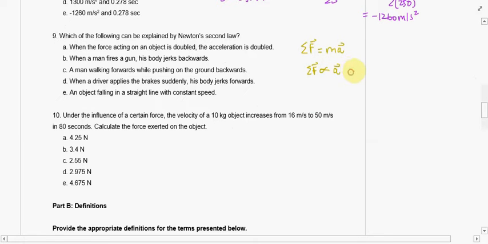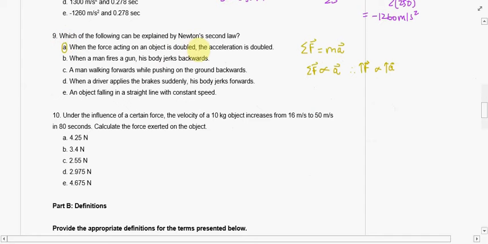Therefore, if F increases, A will increase by the same proportion, right? If F doubles, A doubles. So this should be answer number A.